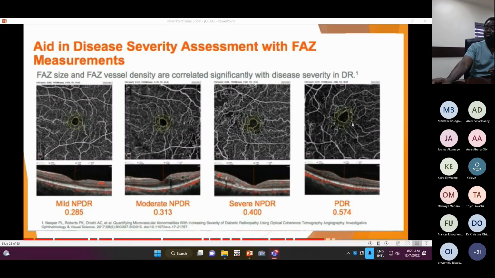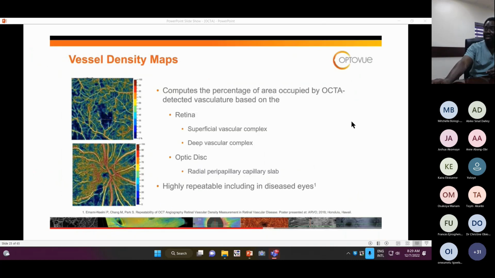Now, not only that, we can also measure the vascular density. There are the vascular density maps. The vascular density maps help us to look at the vascular density around the fovea for both the superficial and the deep plexus. We can also look at the radial peripapillary capillary slab. This is important in glaucoma, and we're able to analyze how much blood flow there is around the head of the optic nerve, and it's been found that patients with glaucoma tend to have a lower capillary network vasculature than the normal patient.